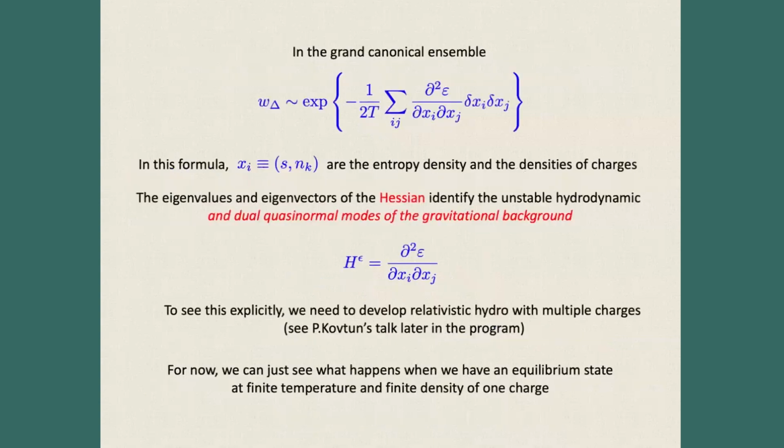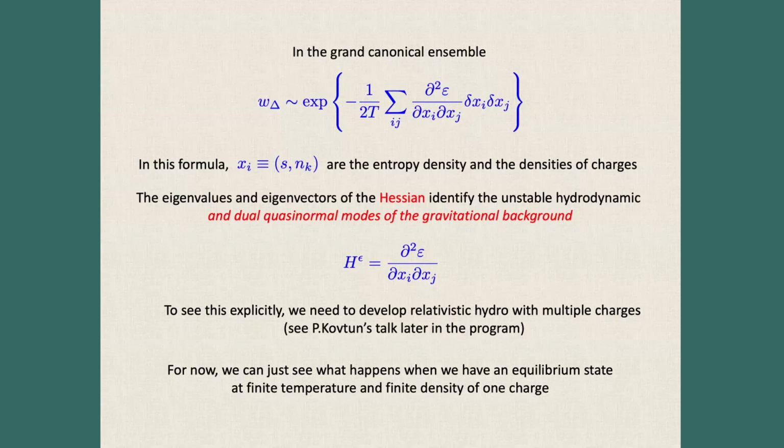Okay, so then in the grand canonical ensemble, this translates into this formula where the x's will be specifically the entropy density and the densities of our conserved global charges, right? The R-charges in N=4 supersymmetric Yang-Mills, of which there are 3. So we have a 4x4 matrix of S and 1 and 2 and 3. And what we'll see is that the eigenvalues and eigenvectors identify the unstable hydrodynamic and dual quasinormal modes in the gravitational background. I will tell you about quasinormal modes a little bit later.